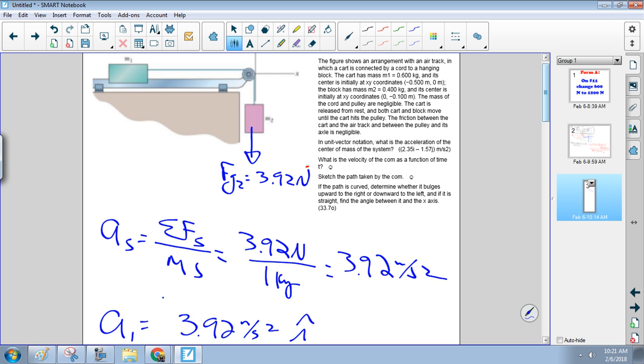Part B wants to know, so that was part A, we just got that. Part B wants to know what's the velocity of the center of mass as a function of time t. While I answer the phone, what's the initial velocity of the center of mass?